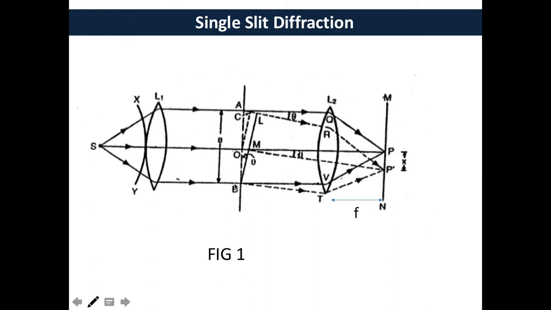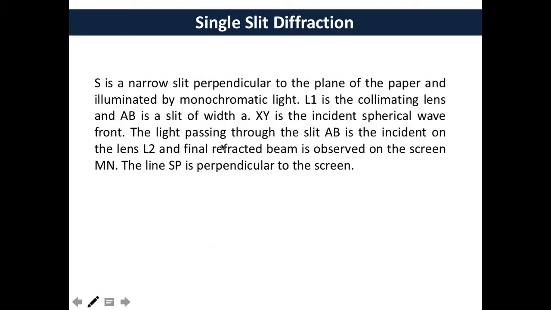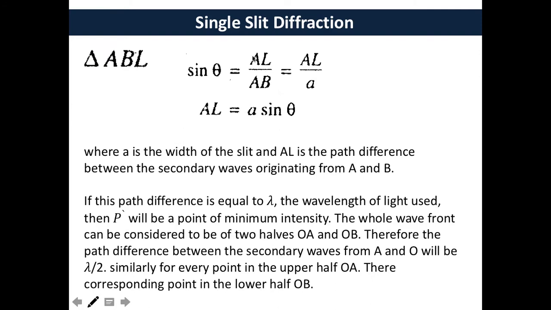So in triangle ABL, sine theta is equal to AL upon AB. AB is the width of the slit, so AL divided by a. So the path difference AL is equal to a sine theta, where a is the width of the slit and AL is the path difference between the secondary waves originating from the points A and B.